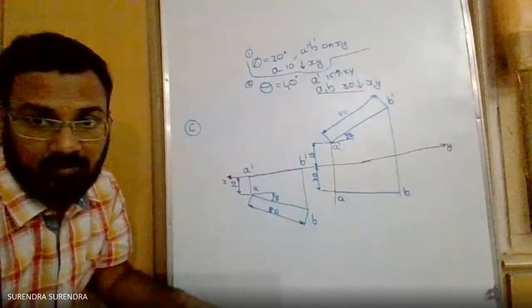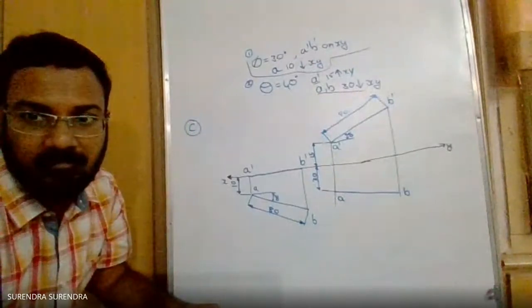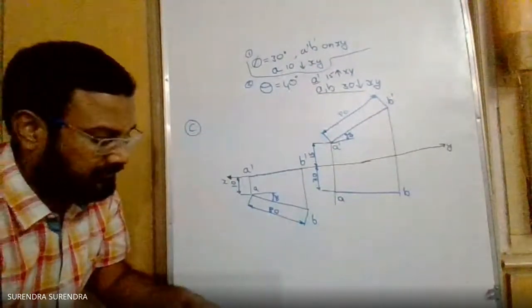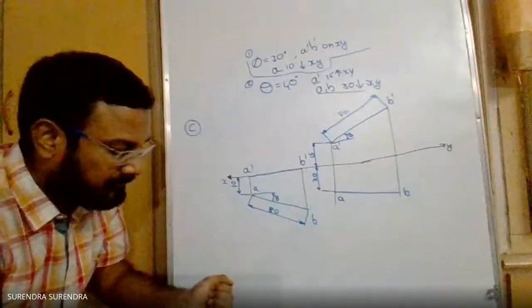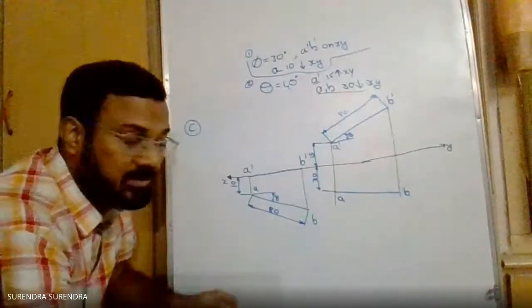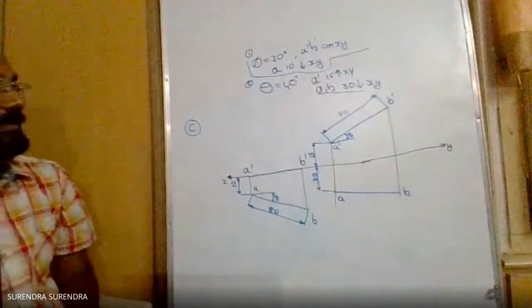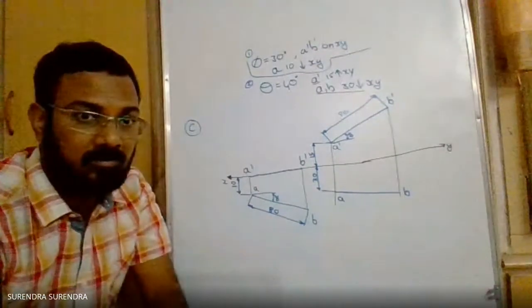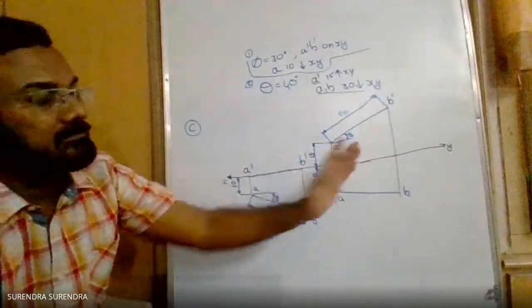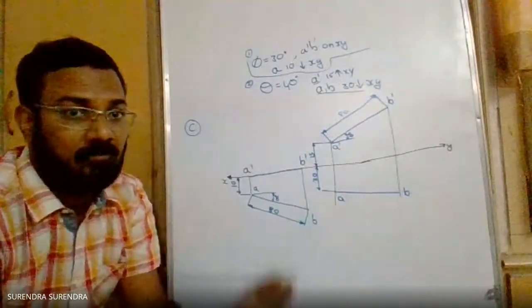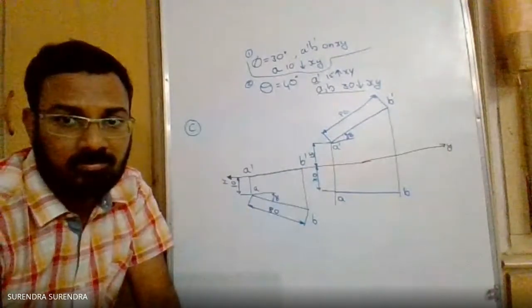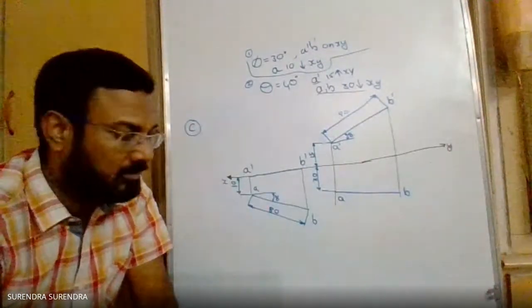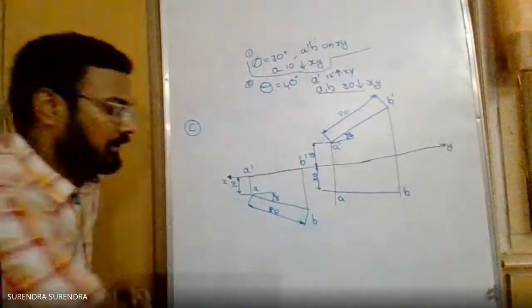Will you try the third problem? I'm not explaining the third problem in class. I'm leaving it for you. Try the third problem in the same sequence of steps. So we completed these two conditions: when the line is inclined to vertical plane, and when the line is inclined to horizontal plane.